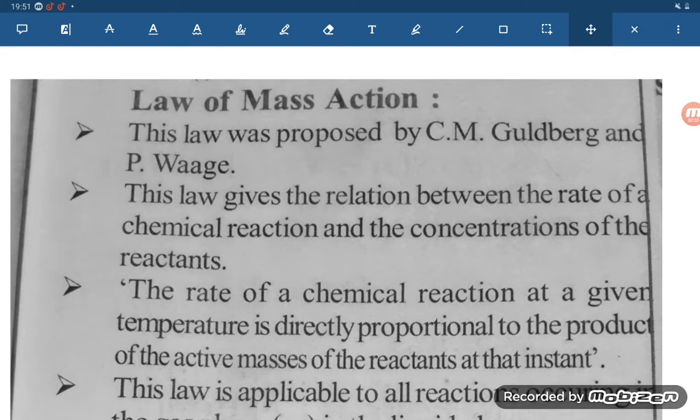Hello students, let us try to understand the law of mass action. This is the next topic from the equilibrium chapter.